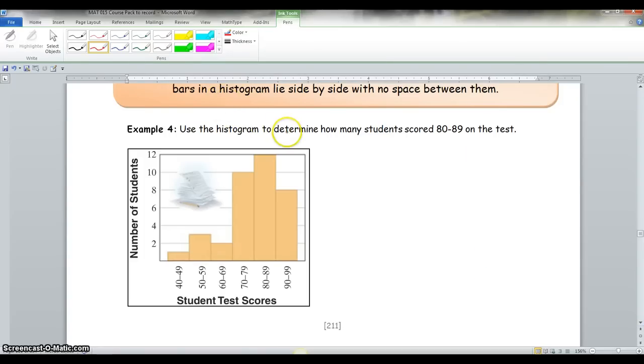Now it says use the histogram to determine how many students score 80 to 89 on the test. So we go here to 80 to 89, and we go here to the top, and it's 12.